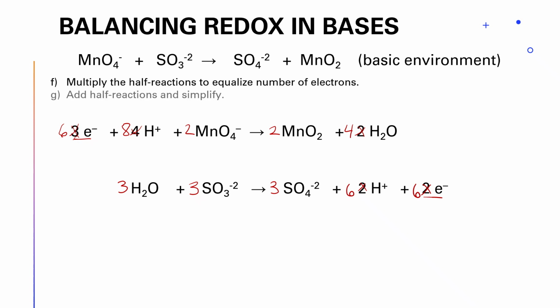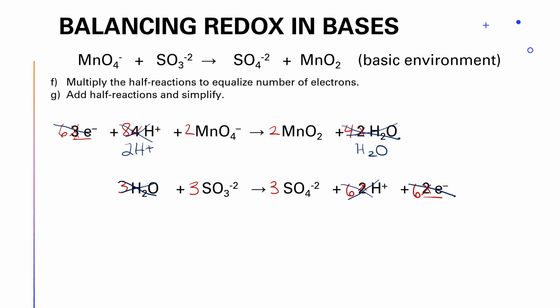Now that my electrons are equal, I should be able to add the half reactions and simplify. That is, the electrons will cancel out because I have the same number on both sides. We can also cancel some waters. There's 4 waters on the right and 3 on the left. So 3 of them cancel out and we're left with 1 on the right. There are 6 hydrogens on the right and 8 on the left. So 6 of them cancel out and we're left with 2 on the right. And I think that's everything that cancels.